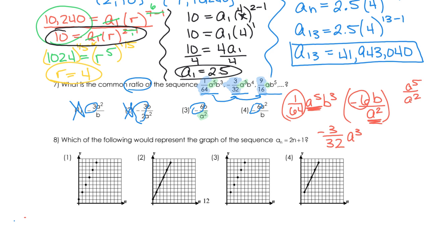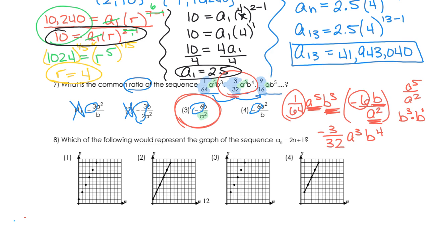B to the 3rd here and a b here is really b to the 3rd times b. They're on the same level. And so remember, you add your exponents, and that's how you're going to get b to the 4th. And if you notice, that is my second term. All right, and so we have found that it's choice 3.